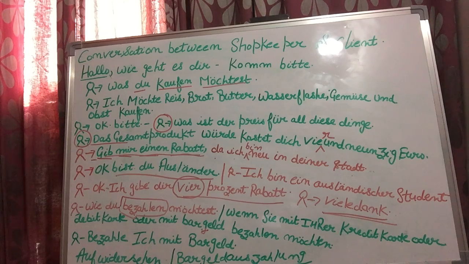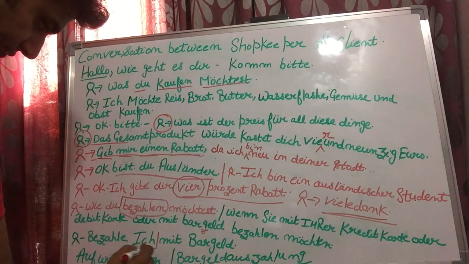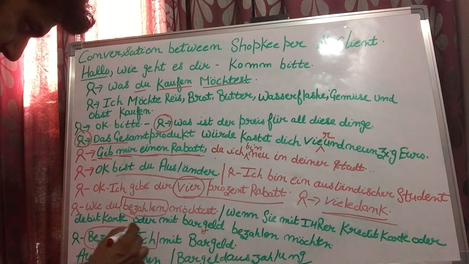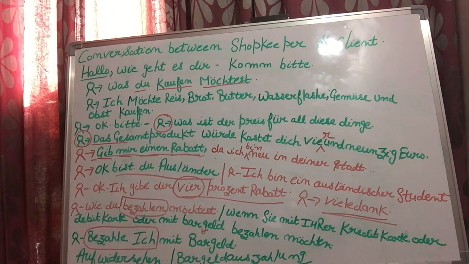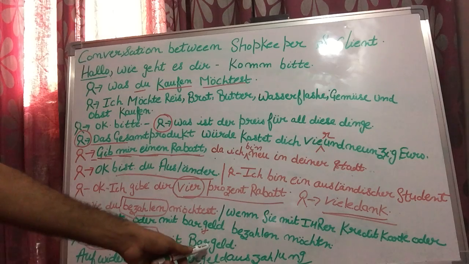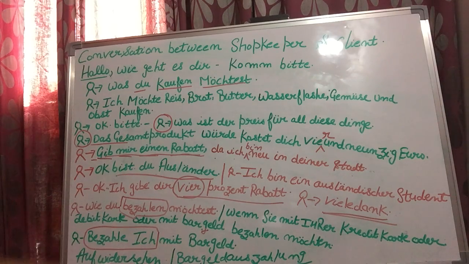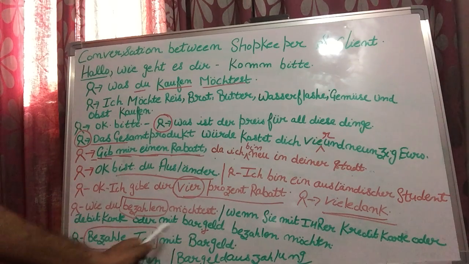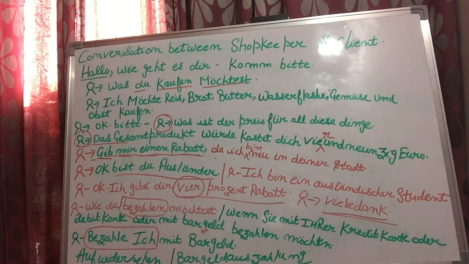Is that clear to you? Okay. So we'll say bezahlen ich. Ich bezahlen, you can also use ich bezahlen or bezahlen ich. That's I pay. Okay. Bezahlen ich mit Bargeld. Bargeld, it means I pay with cash. I pay, ich bezahlen mit Bargeld. I pay with cash. So what you will say?